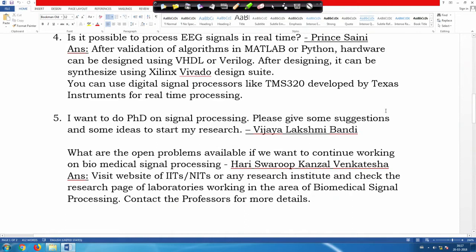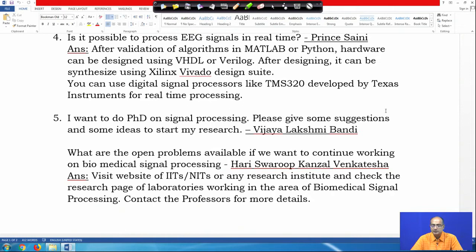Next question. We have clubbed a number of questions, one from Vijayalakshmi Bandi. The question is, I want to do a PhD on signal processing, please give some suggestions and some ideas to start my research. Along with that, in a similar line, what are the open problems available if we want to continue working on biomedical signal processing?